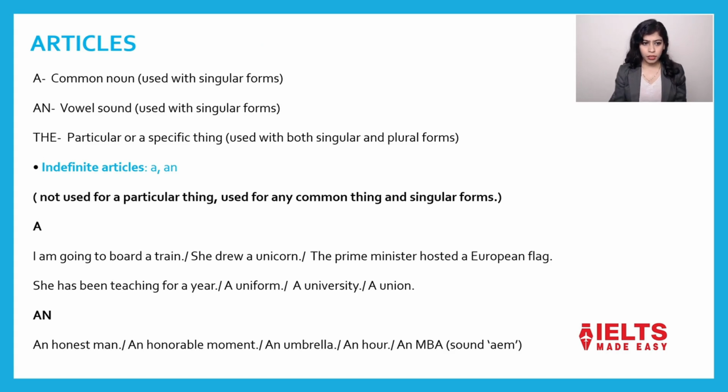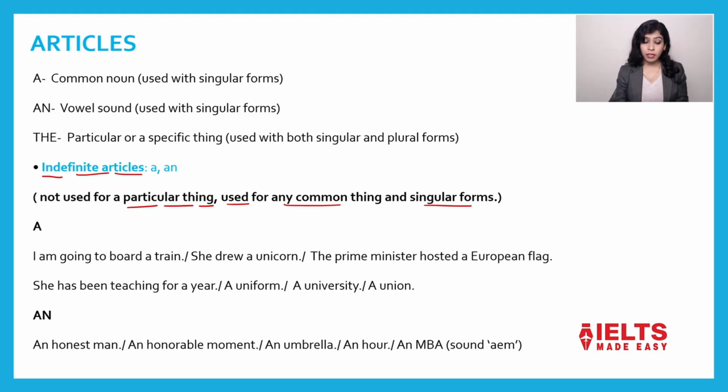Let us look at articles now. We'll be discussing a, an and the. I have seen many essays and most of the students commit mistakes when it comes to the usage of a and an. I'll explain this. Basically a and an are indefinite articles. What are indefinite articles? Indefinite articles are the ones which are not used for a particular thing or a specific thing. These are used for any common thing and singular form.